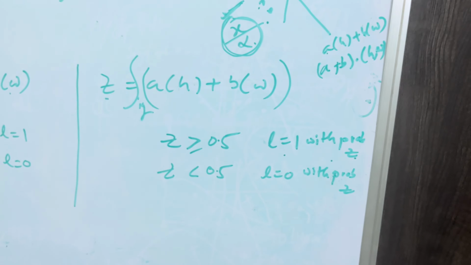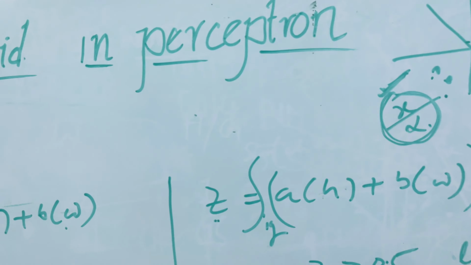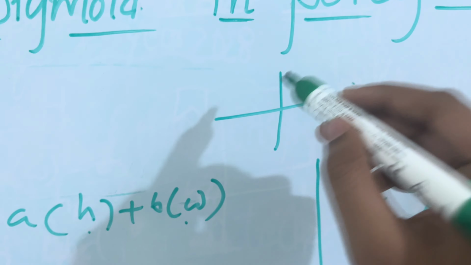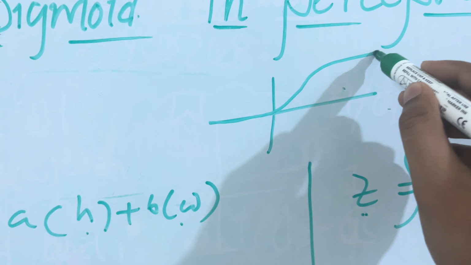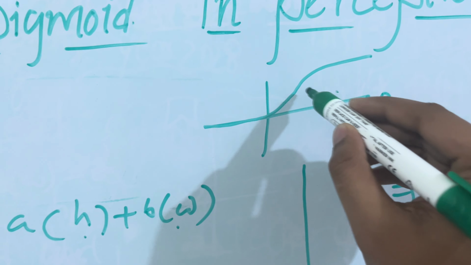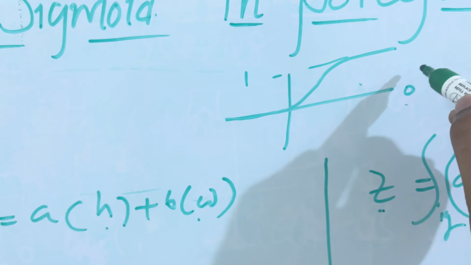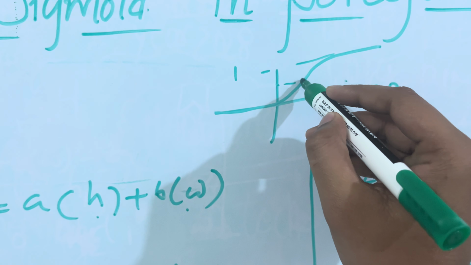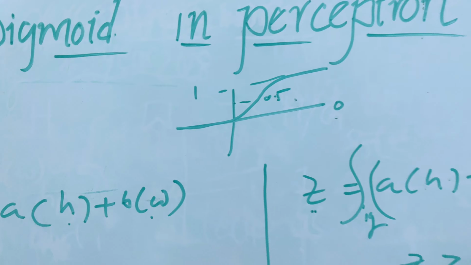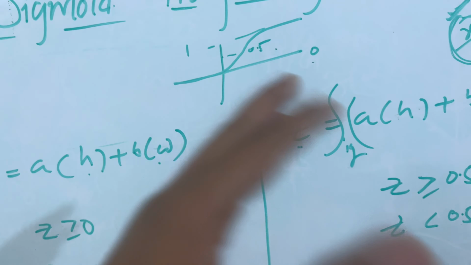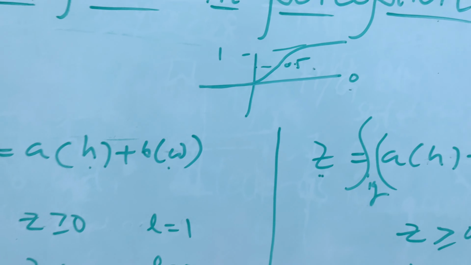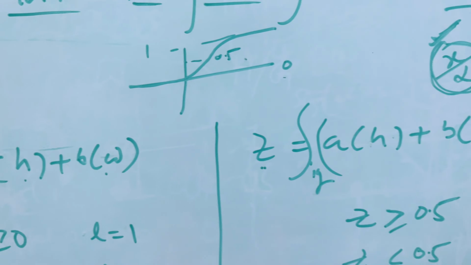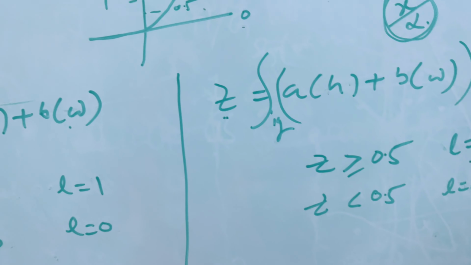When coming to sigmoid, sigmoid gives probability. Sigmoid has a good property: the sigmoid of any value lies between 0 and 1. This is the sigmoid curve, this is 0, this is 1. This is 0.5, and it doesn't have any negative values. It is always from 0 to 1. So now the Z value will always be between 0 and 1.